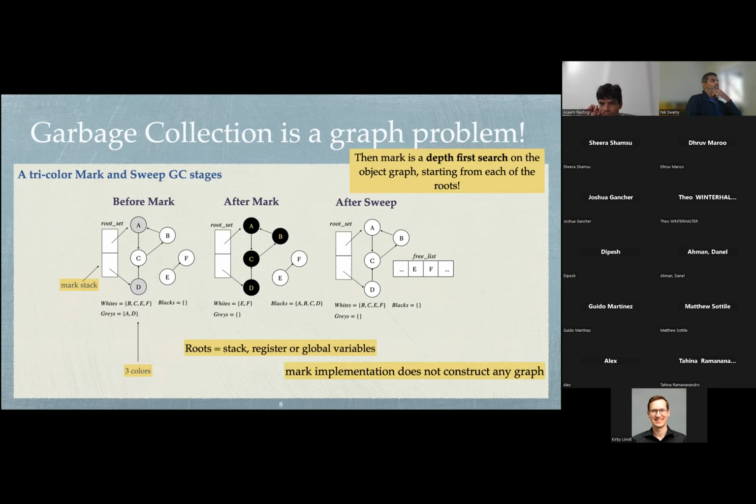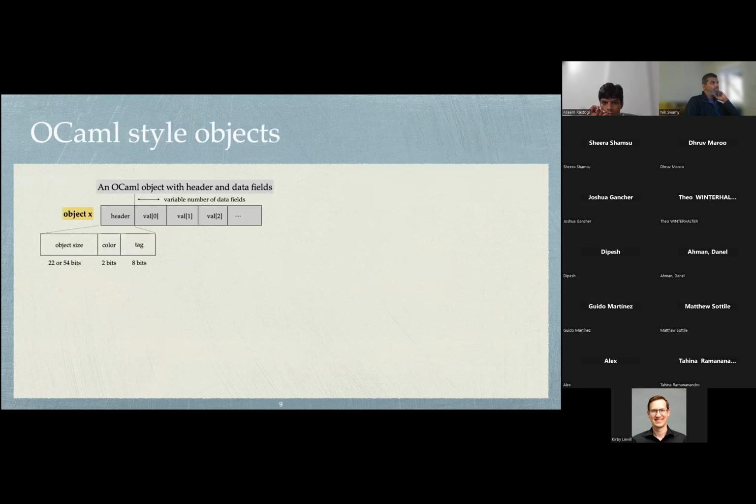It has to be noted that the mark implementation does not construct any particular graph like this, whereas mark verification does. Because our correctness specification is based on graph reachability, the verification has to construct a graph. We will see that. Now, OCaml-style objects.